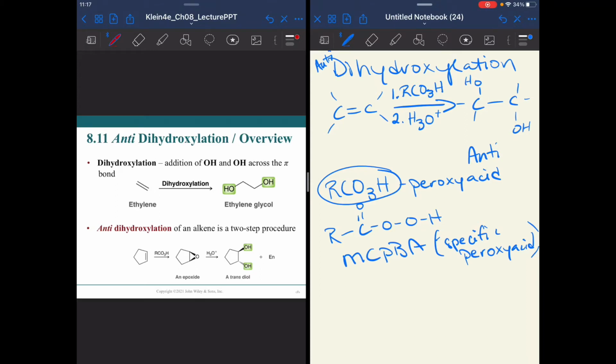Now, this is a 2-step process. I'm not going to make you know the mechanism, but I do want you to look at the intermediate after step 1, with the peroxy acid, and this is why it's an anti-dihydroxylation. When you use your peroxy acid of choice, you get something called an epoxide. This is a cyclic ether. We're going to study them more in chapter 13.